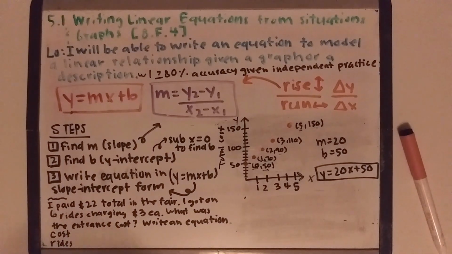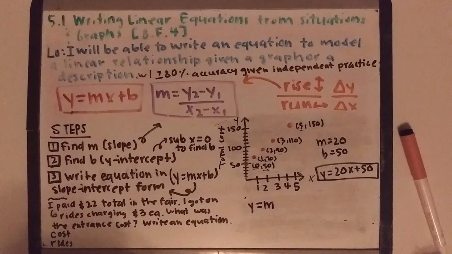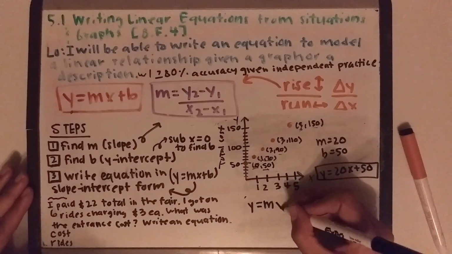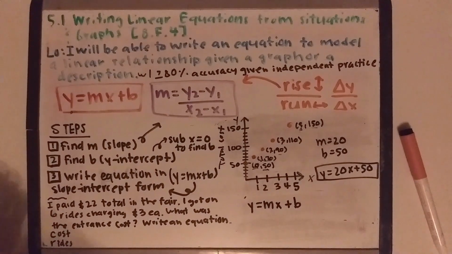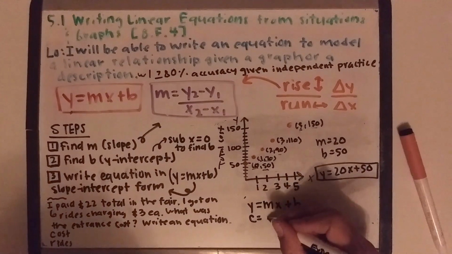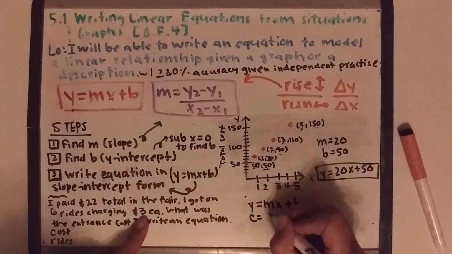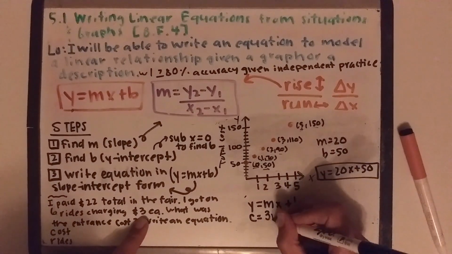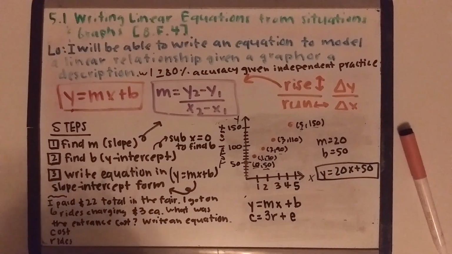So in this case, what I can do is I can say, okay, y is going to be the total cost, right? And then m is how much I'm paying per ride. And b is basically my entrance price. Now I'm going to change the letters just for the sake of understanding a little bit better. So I'm going to say this is my cost equals however much I pay for every ride, right? Which is $3. That's given to me. That's my rate of change. So $3 for every ride that I got on, plus my entrance. I do not know how much my entrance is, okay?